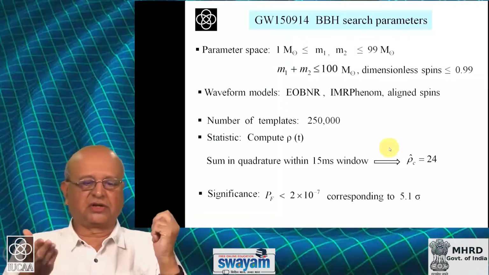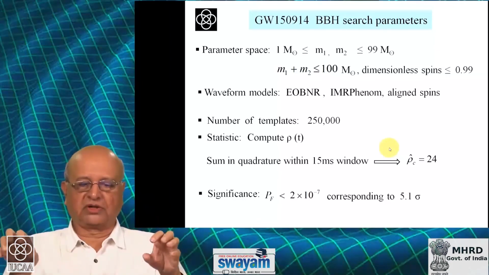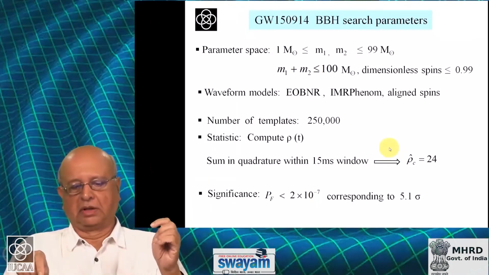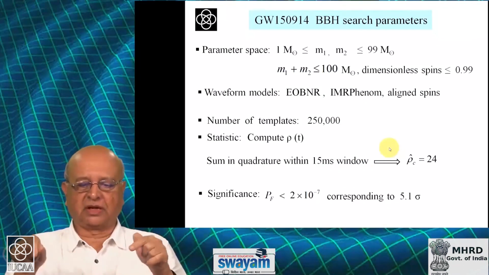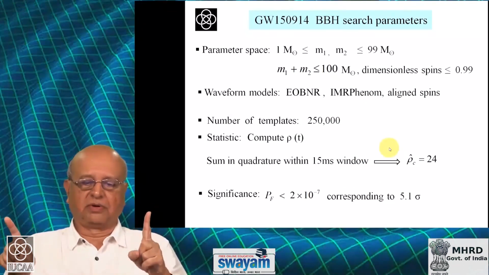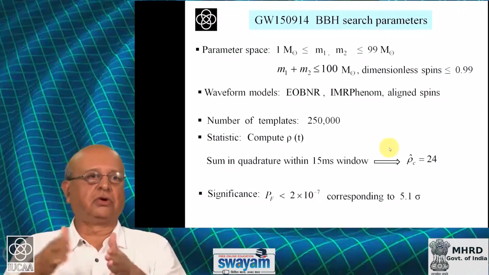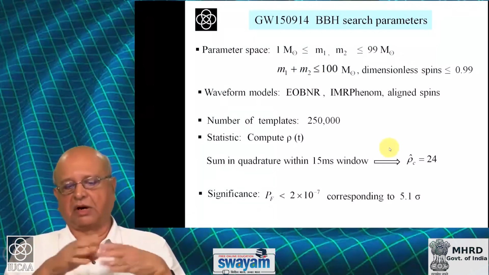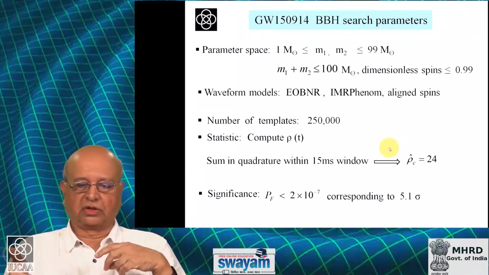Then you compute the statistic rho of t from both the detectors. The output of both the detectors is added in quadrature within a 15 millisecond window. So, you take the time delay between the windows not more than 15 milliseconds, because the distance between the detectors is 10 milliseconds, but you allow for 5 milliseconds because the noise can throw off the trigger a little bit. So, 15 milliseconds is a wide enough margin for this, and the signal to noise, or the correlation, turned out to be 24 for this.